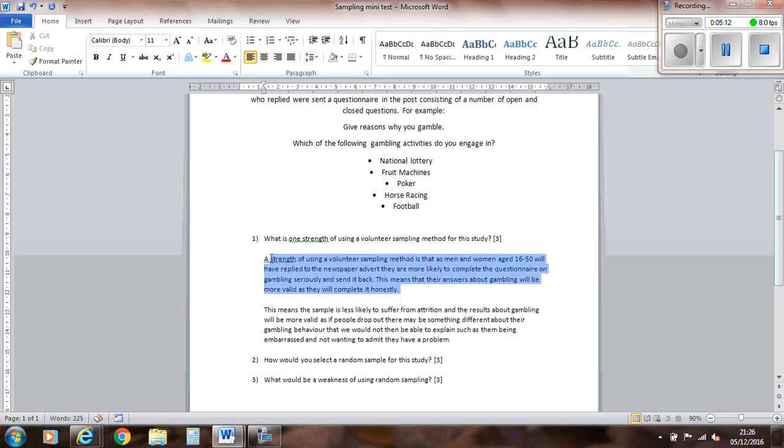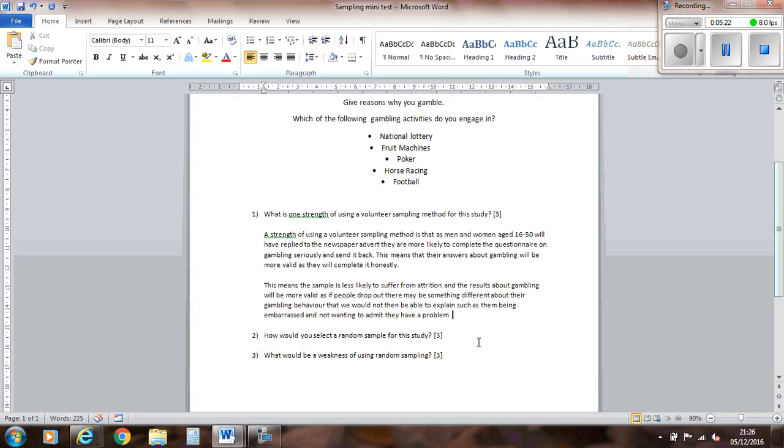Obviously, as you can see, this one's a lot shorter, so that one would probably be easier to do than this one. The one on suffering from attrition is a good point, but it takes a lot to explain that one to get it done right.